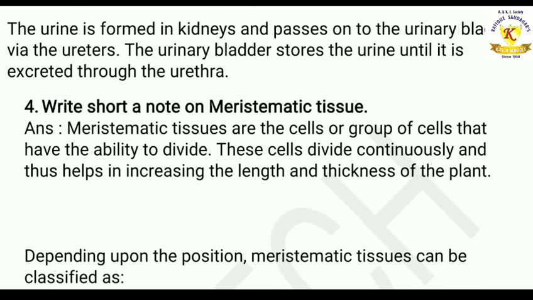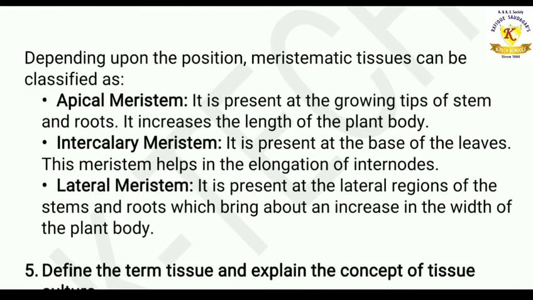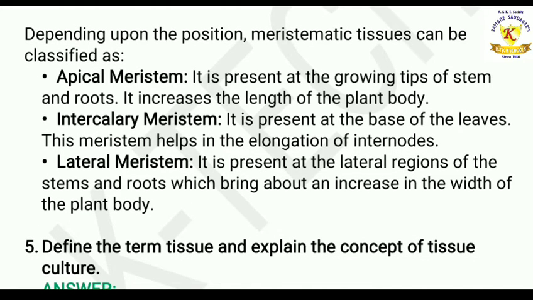Next, write short note on meristematic tissue. Answer. Meristematic tissues are the cells or group of cells that have the ability to divide. These cells divide continuously and thus help in increasing the length and thickness of a plant. Depending upon the position, meristematic tissues can be classified as apical meristem. It is present at the growing tips of the stems and root. It increases the length of the plant body.